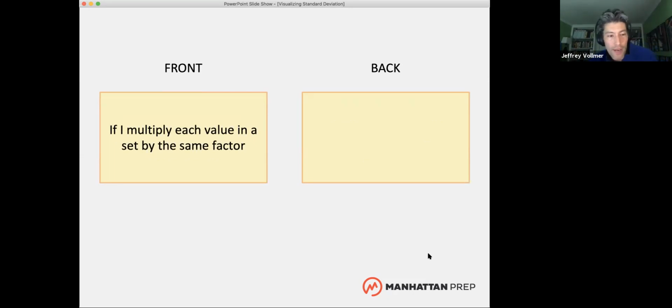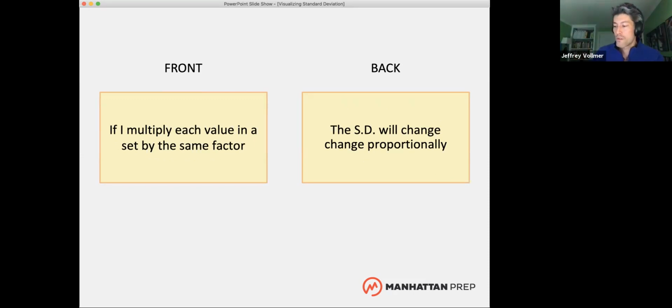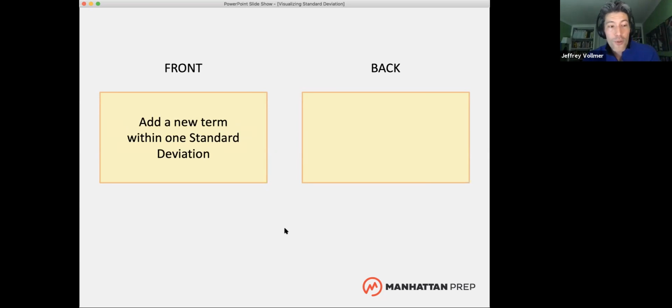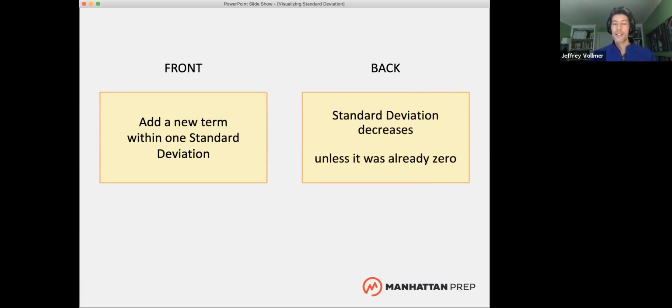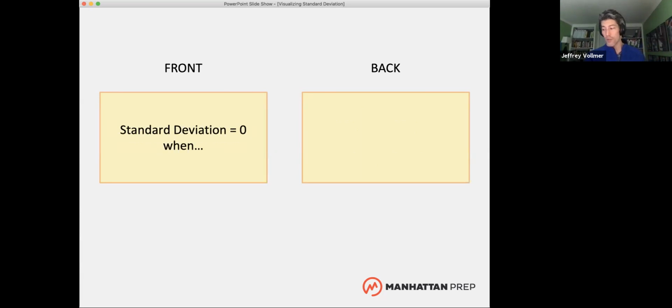But if you multiply each value by the same factor, the standard deviation changes in the same way. Right? Yes, I'm using the flashcard templates that I've been pushing in previous prep hours here. If you add a new term within one standard deviation, the standard deviation will always decrease unless it started at 0. And when can the standard deviation be 0? Only when all the values in the list are the same. That's it.